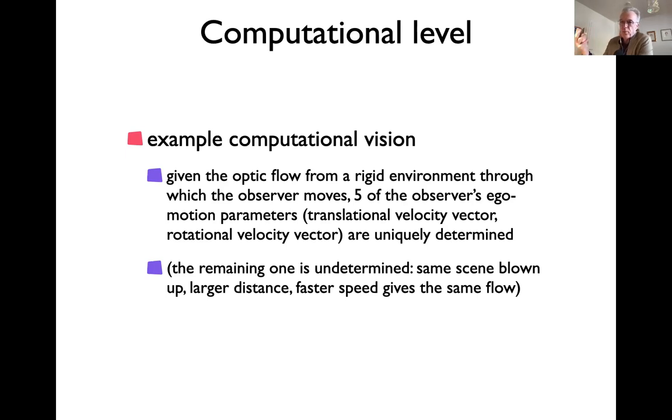And so one question was asked, can I track from the velocity field? On your eyeball, as you move around, the stuff will move. There will be an optic flow.